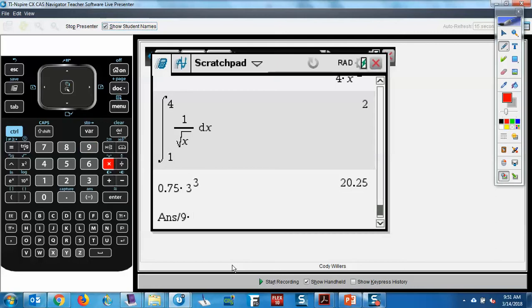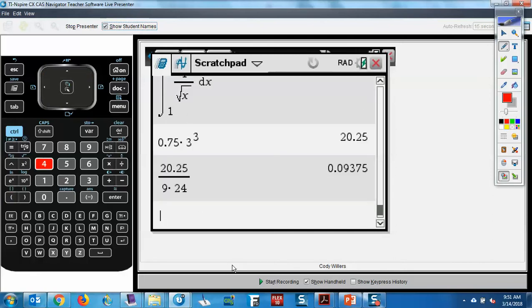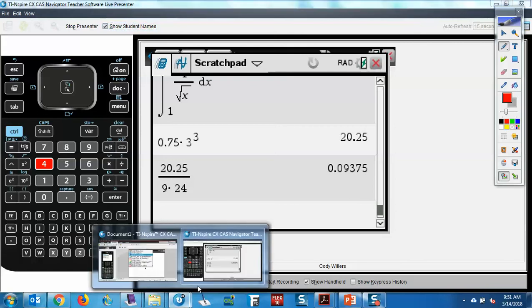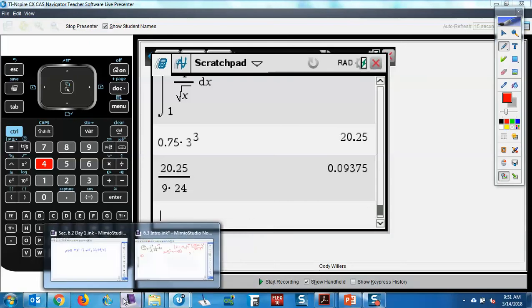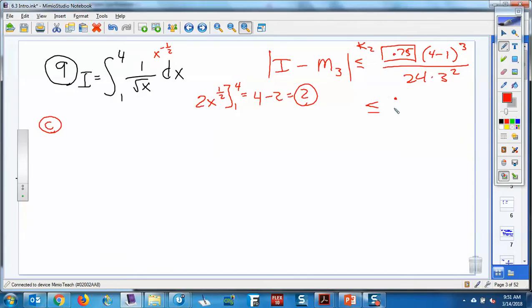Well, now you've got to be careful. If you do it like that right there, if you don't put parentheses around that 9 and 24, you're going to be in trouble. That's where using that fraction button can be nice, that control in the fraction. But yeah, it's got to be that. So 0.09375. Okay, so we get 0.09375. Now that's our max error, that 3 midpoints. That's the most that 3 midpoints will be off.